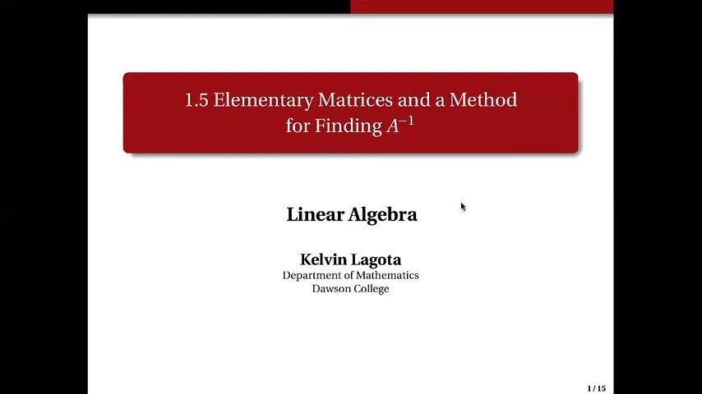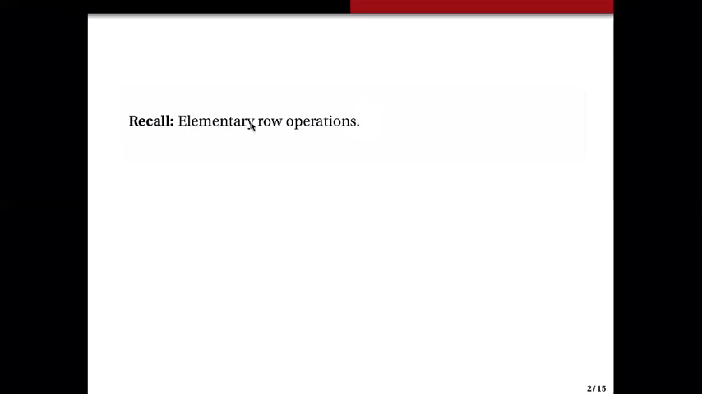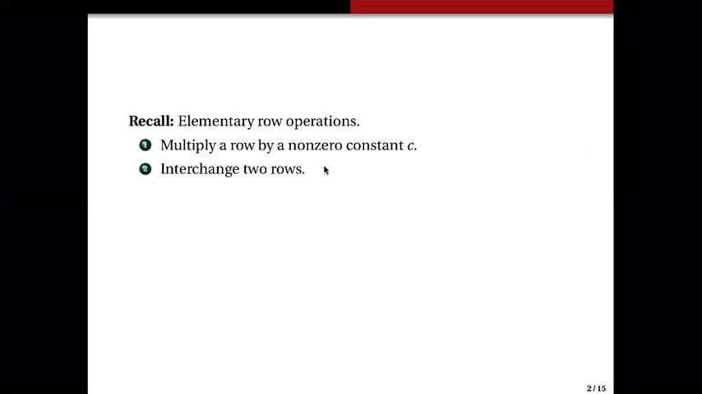So we will see that later. First, let us talk about elementary matrices. So remember, elementary row operations. What were these? We have a matrix, and the elementary row operations are the following. First, multiply a row by a non-zero constant. Second, we interchange two rows. And third, we add a constant C times one row to another.